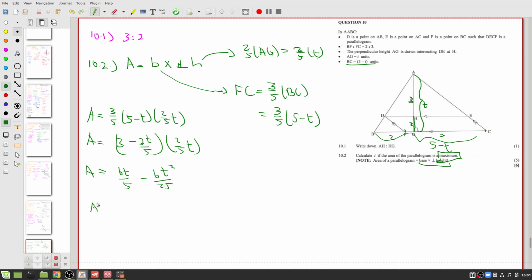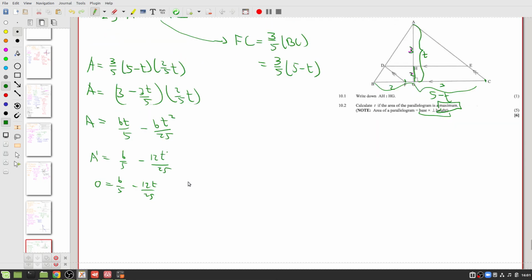So we're going to differentiate our area formula. And that'll give us, what is this? 1 times 6/5 is 6/5. And then t to the power 0 is just 1, so we can ignore that. 2 times negative 6 is negative 12. t to the power 2 minus 1 is 1. And we can keep the 25, that's fine. Right, now I want to set this equal to 0. So 0 equals 6/5 minus 12t/25.